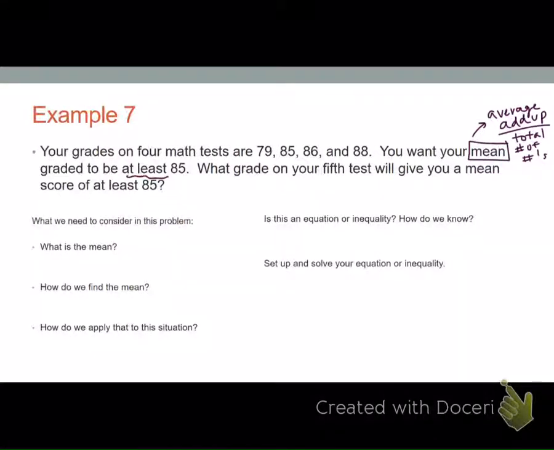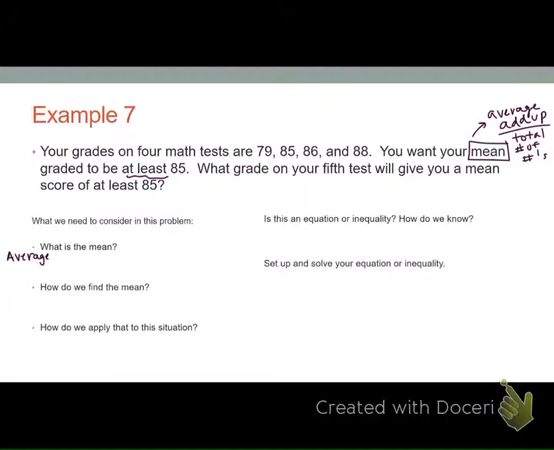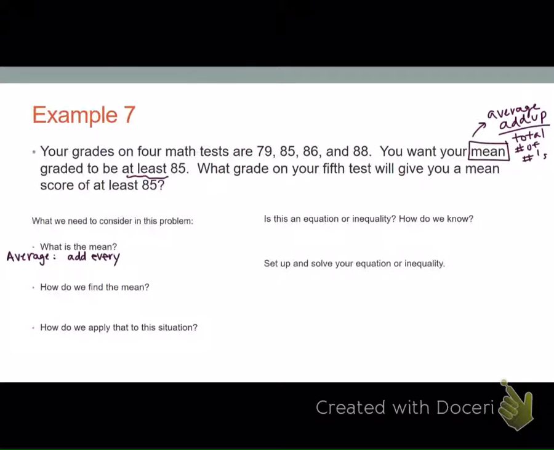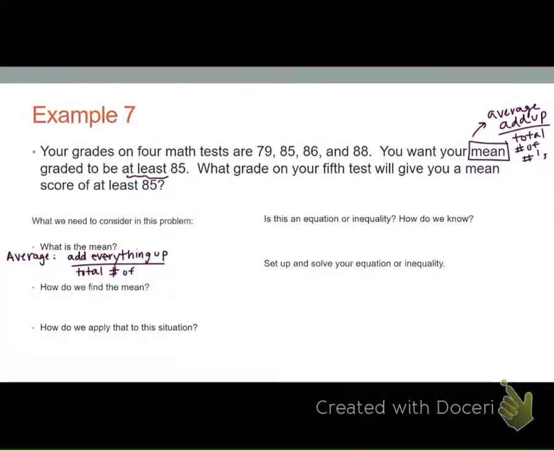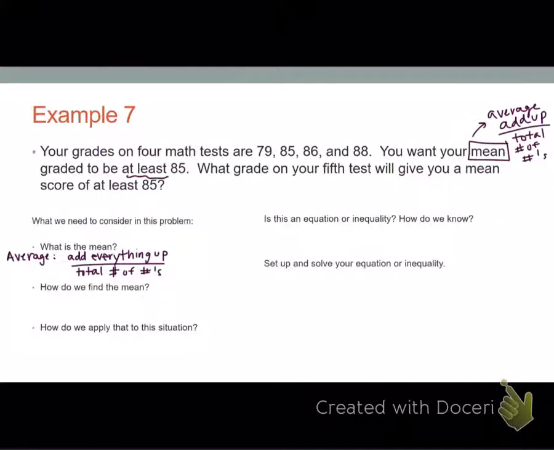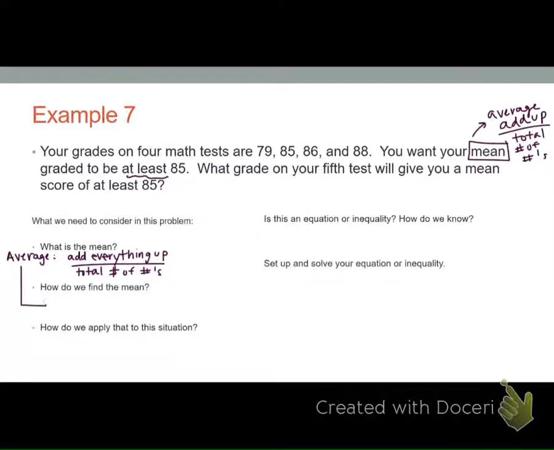So we already answered this question. What is mean? Also known as the average. Add everything up, and you divide by the total number of numbers. So there will be a total of 5 math tests, so we'll be dividing this one by 5. Very good. We'll add up all of our test scores and divide by 5. So that kind of answers both of these questions.